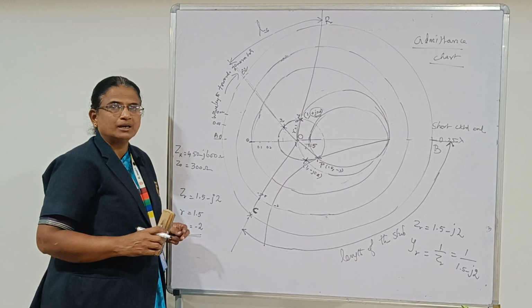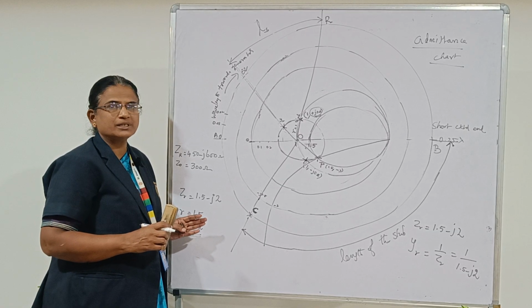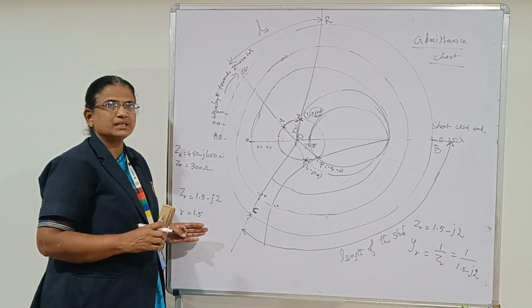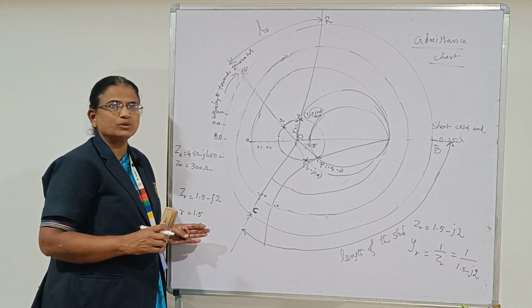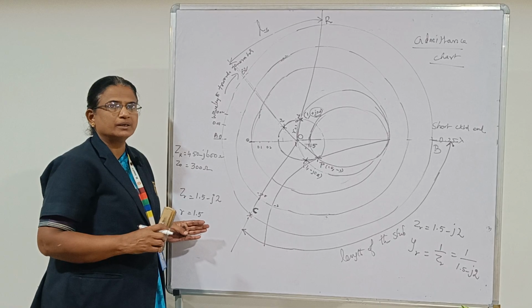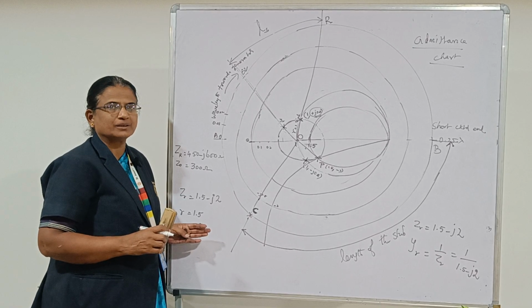So this is how we find the position of the stub and the length of the stub for impedance matching. I hope you all have understood this concept of impedance matching, and here impedance matching is done by using single stub impedance matching. Thank you.